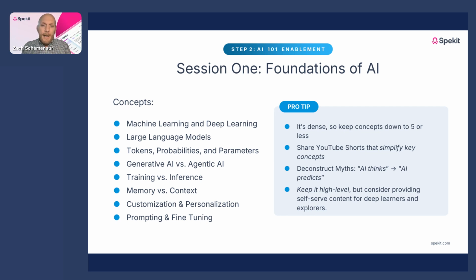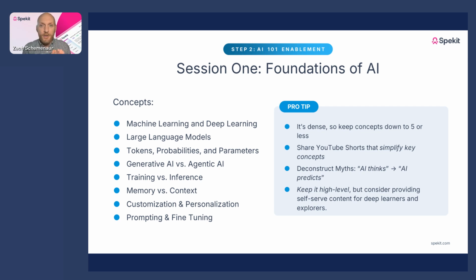The concepts that we covered here, I've listed on the left. We talked about machine learning. We talked about large language models, tokens, probabilities, and parameters. Memory and context, and prompting, obviously, and fine tuning. These are some really dense topics, though. So I wouldn't recommend going through all of these things.